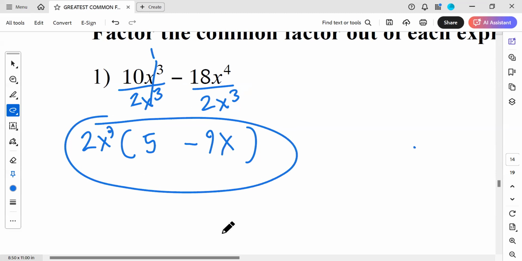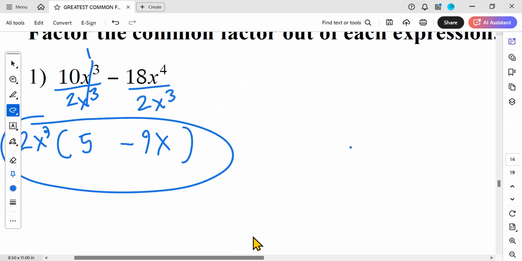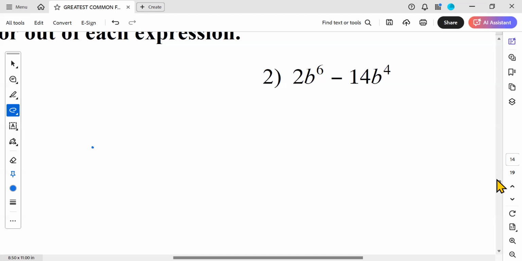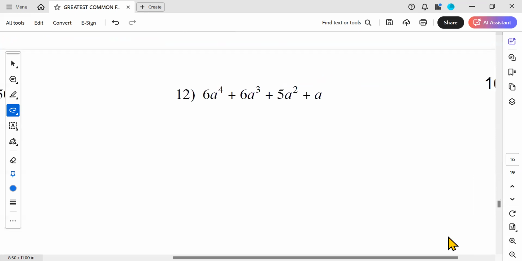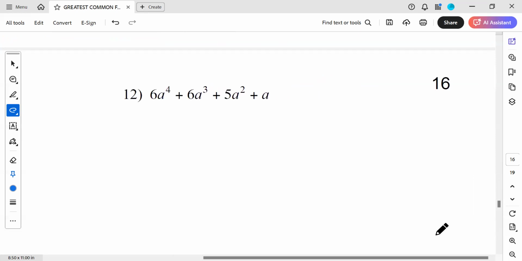Questions? Raise your hand if it's clear. Okay. Let's try one a little more difficult. So let's scroll down. I guess we can go to 12. Let's look at 12.